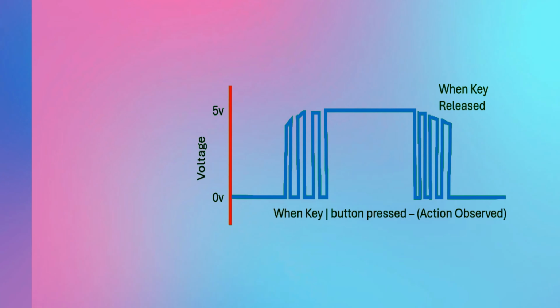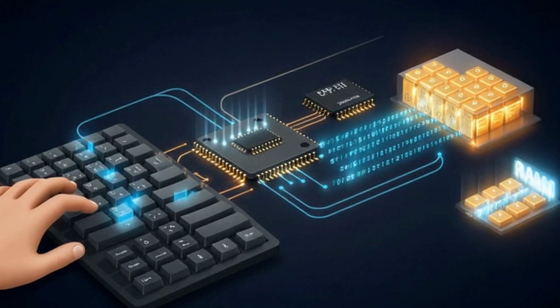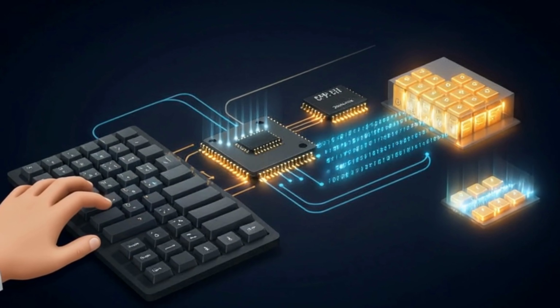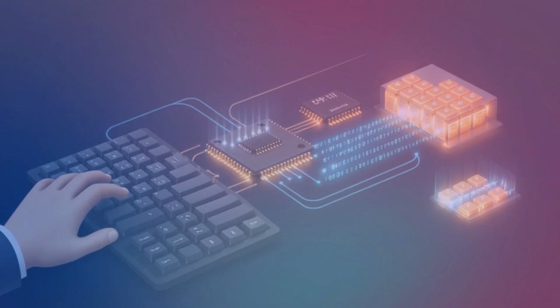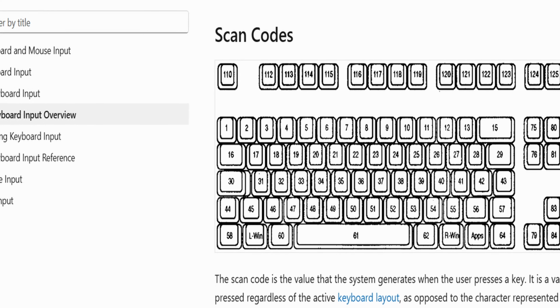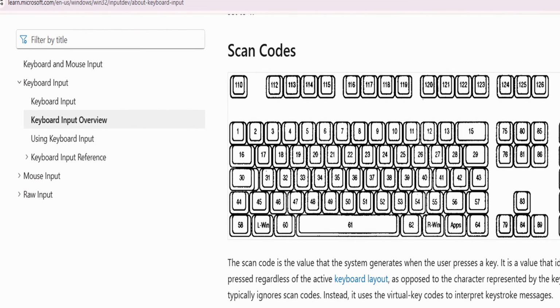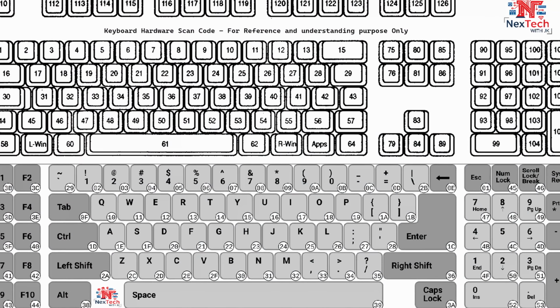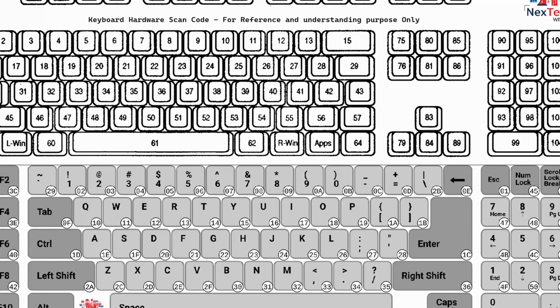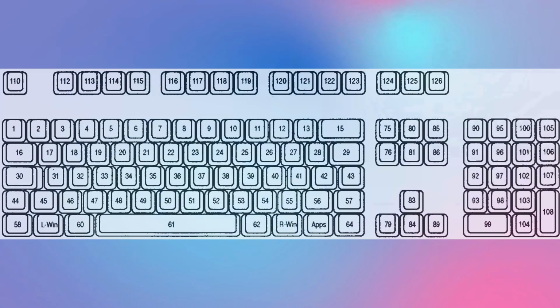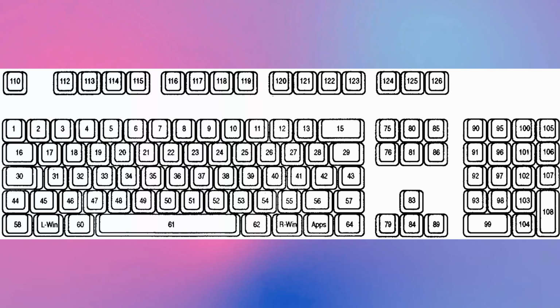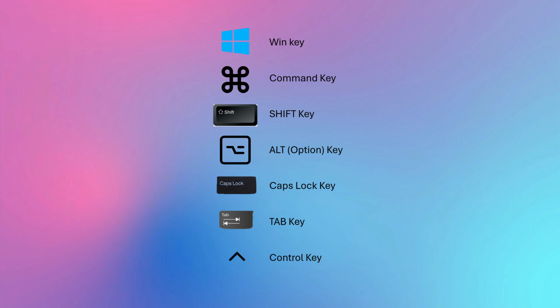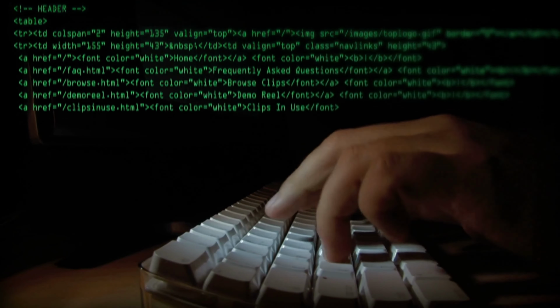Once the controller confirms a clean key press, it generates something called a scan code. Think of this as the keyboard's internal language. Each key has a unique number. The A key might be scan code 30, B might be 48, and so on. The controller also checks if any modifier keys are pressed. Are you holding Shift? Control? Alt? This information gets bundled together with the scan code because it will change what character ultimately appears on your screen.